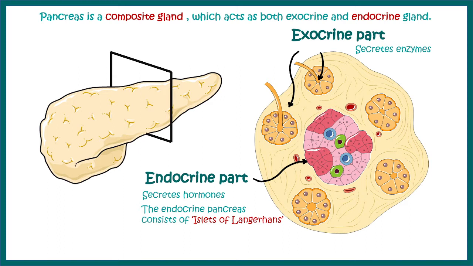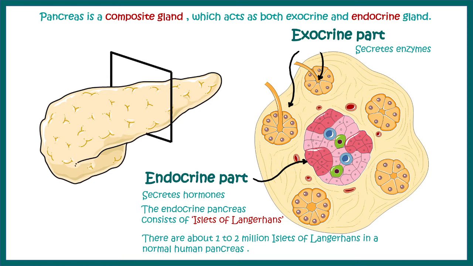Now these endocrine parts are dispersed all throughout the pancreas, and there are about 1 to 2 million of such islets of Langerhans. But for simplicity, I am showing only one. And there are several cell types in the islets of Langerhans. In this video, we'll talk about all these cell types and the hormones which are secreted by these cell types.